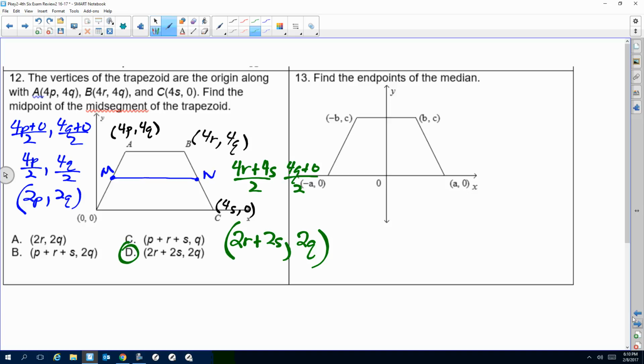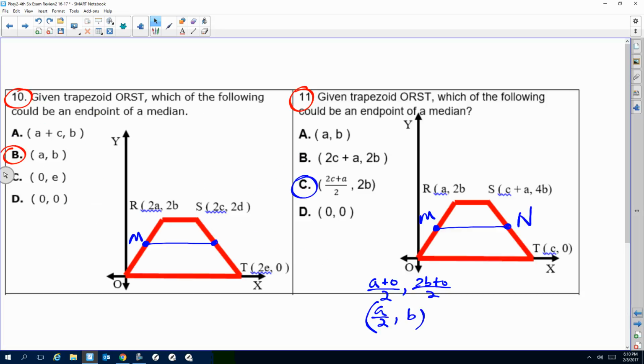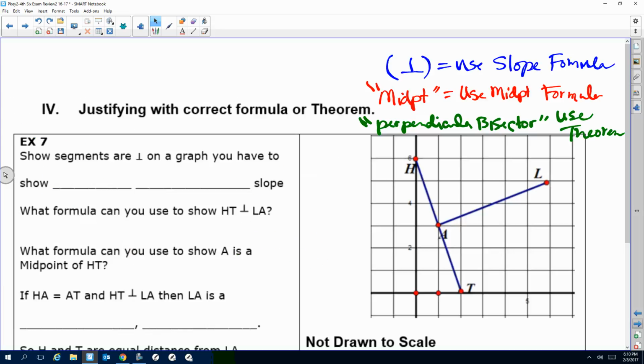Okay. All right, so you will do 13. Complete 13. And then we are going to, oh, I went backwards, I apologize. Then we're going to talk about justifying with the correct formula. So hit the right arrow to go to the next video. Thanks.